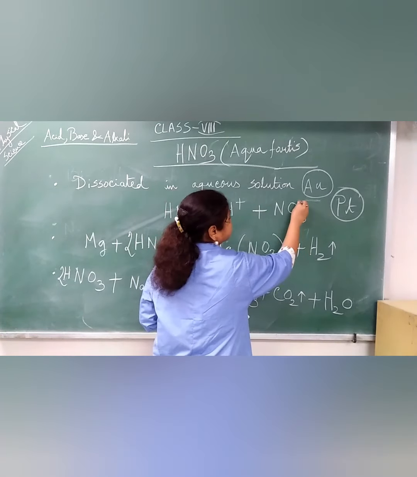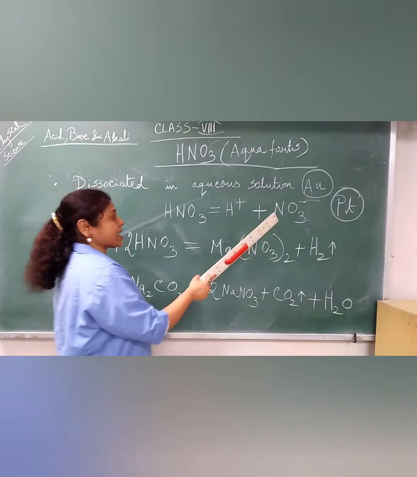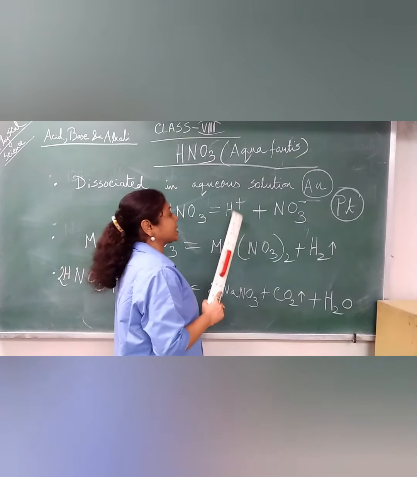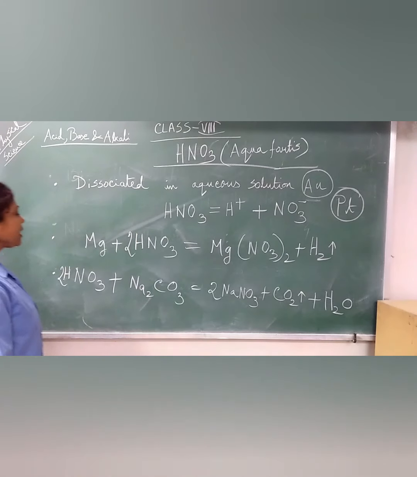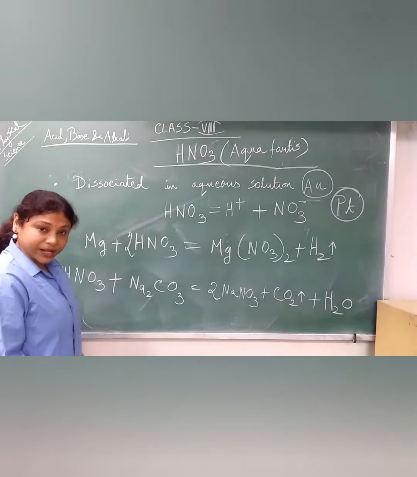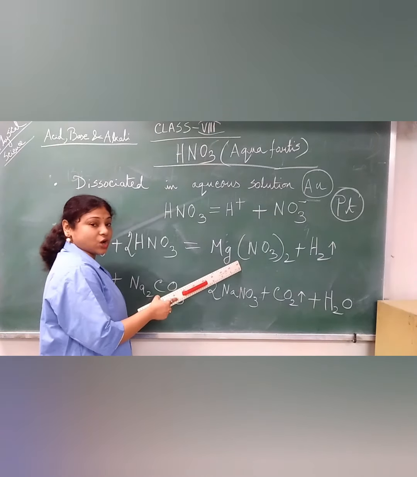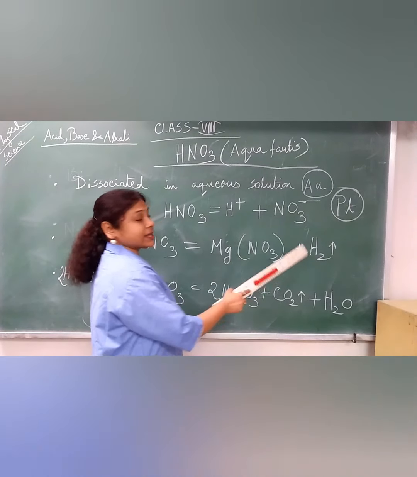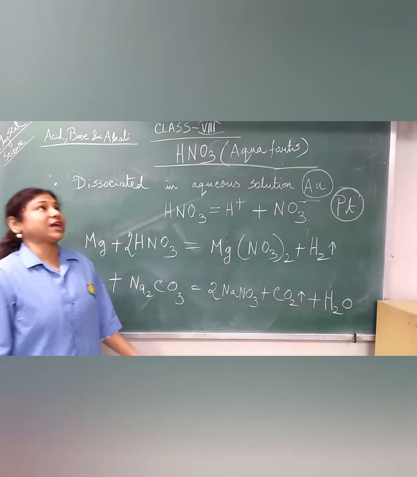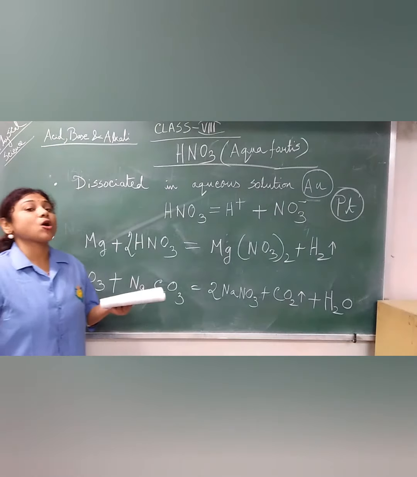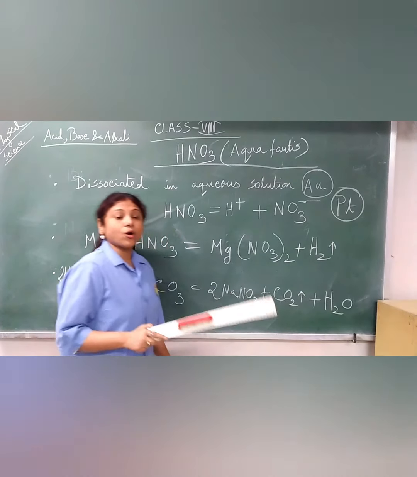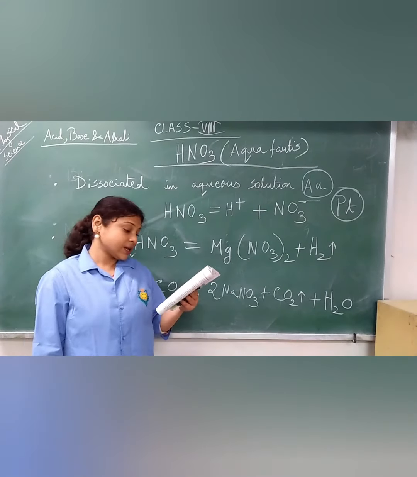That is NO3 minus, nitrate. This is the nitrate anion and this is the H plus cation. So HNO3 dissolves in water to form H plus and NO3 minus. Another property of HNO3: HNO3 reacts with metal like other acids to form a nitrate salt, magnesium nitrate, and hydrogen. Here you can see, already I told you before that HNO3 is an oxidizing agent. That's why H2O is not forming actually, only we are getting hydrogen gas.